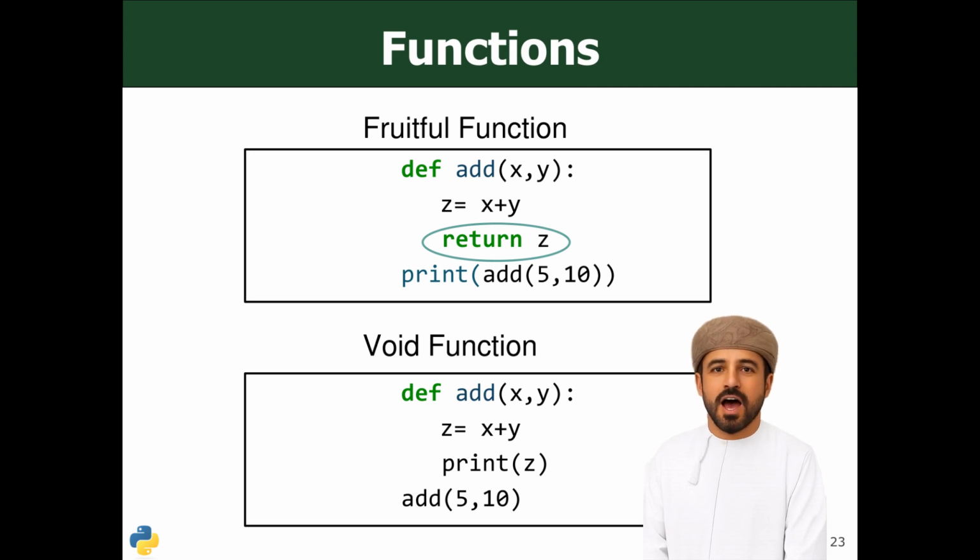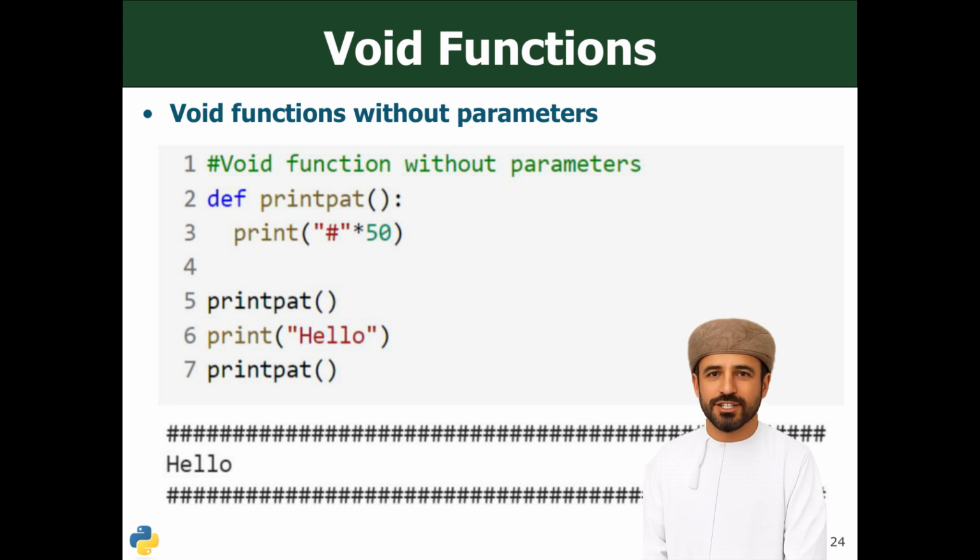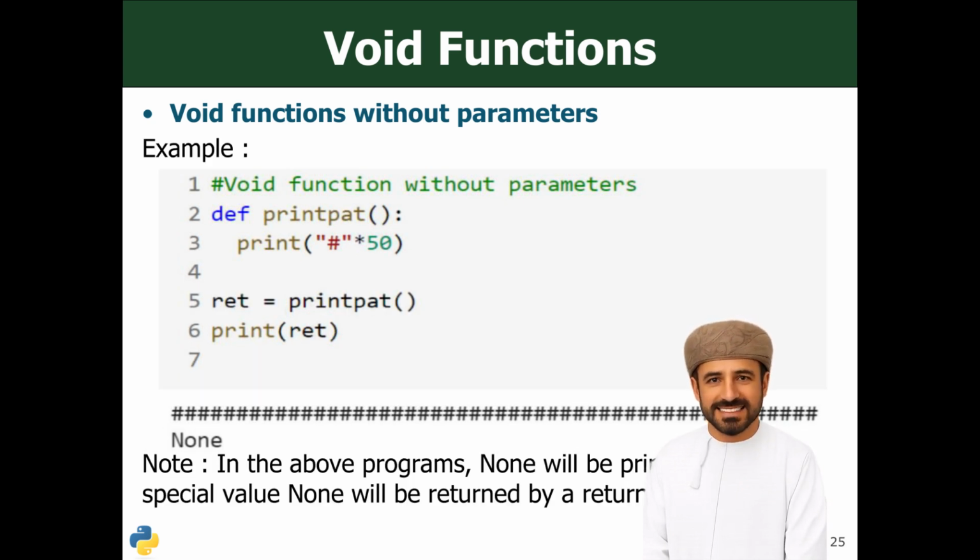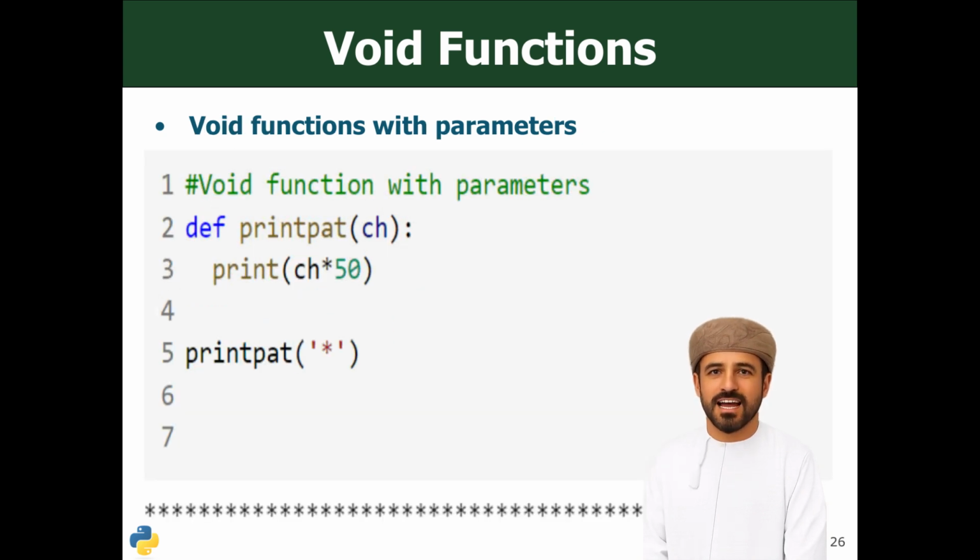Observe the difference. A fruitful function explicitly returns a sum, while a void function performs an action like printing without returning a value. Void functions, even without parameters, can perform repetitive tasks like printing a decorative pattern, as shown here. When a void function doesn't explicitly return a value, Python automatically returns the special value None. Void functions can also accept parameters, allowing for more flexible actions, such as printing a pattern using a specified character.